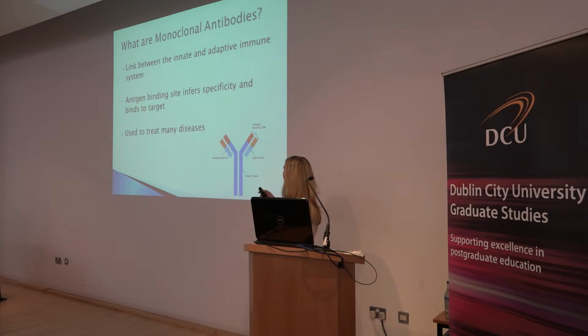This is thanks to the antigen binding site shown here in orange. That gives it its specificity and also binds to numerous different targets. If you have a target, you can raise an antibody against it. That is why it's also used to treat many different diseases, from cancer to rheumatoid arthritis. There really are so many applications for these therapies.